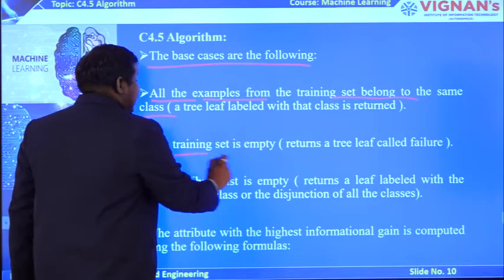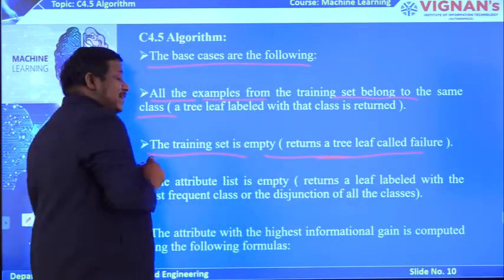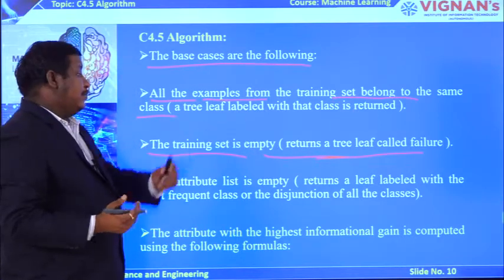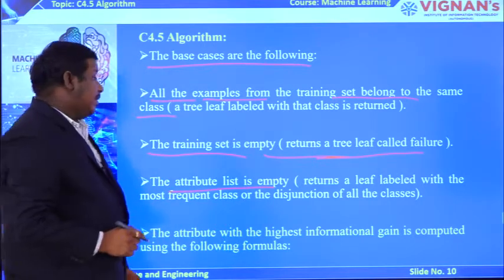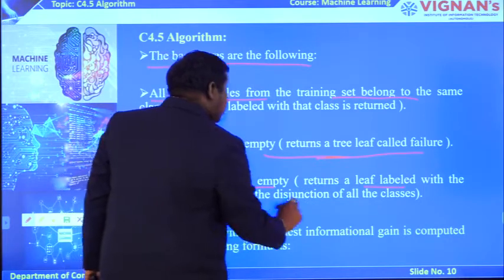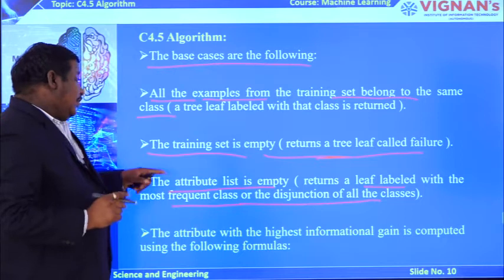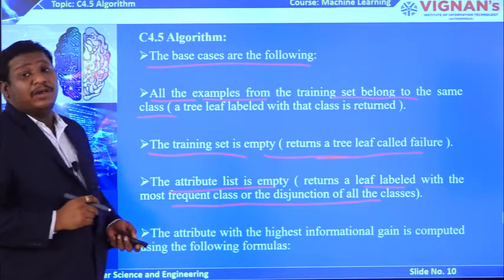If the training set is empty, it returns a tree leaf called failure. If the training set is empty, then it will give you the answer as the tree is failure. If the training list is empty or the attribute list is empty, then it returns a leaf label with the meaning of disjunction of all the classes. The attribute with the highest information gain is computed using the formula.